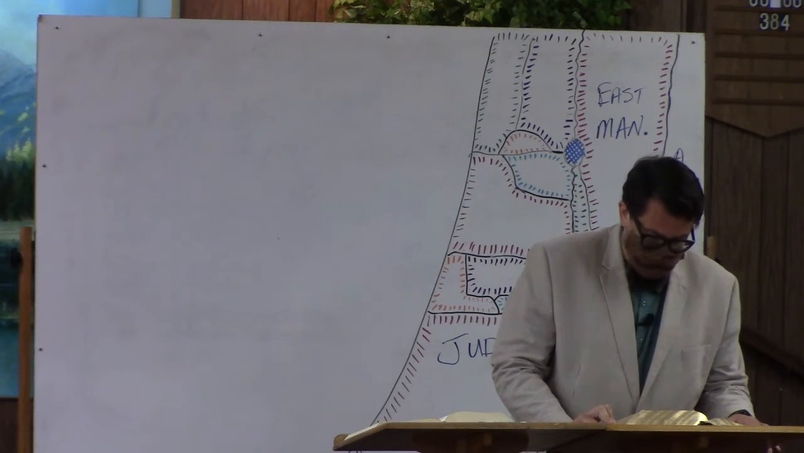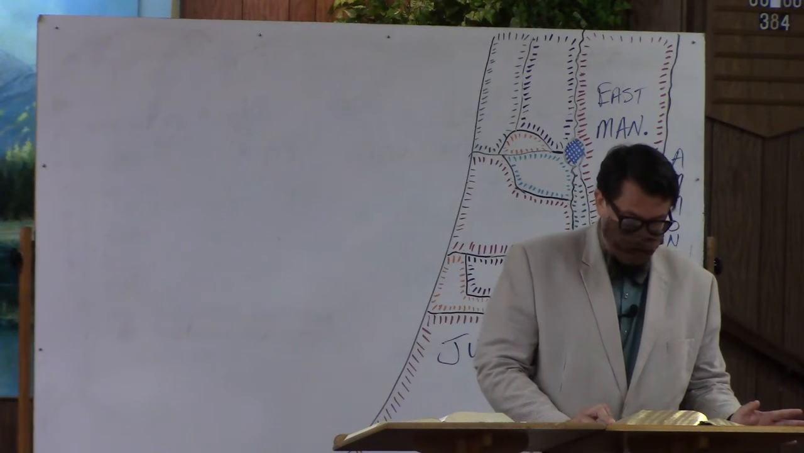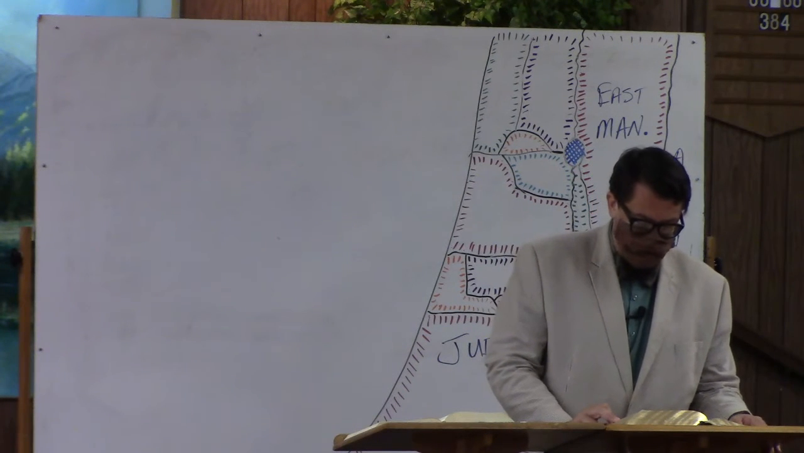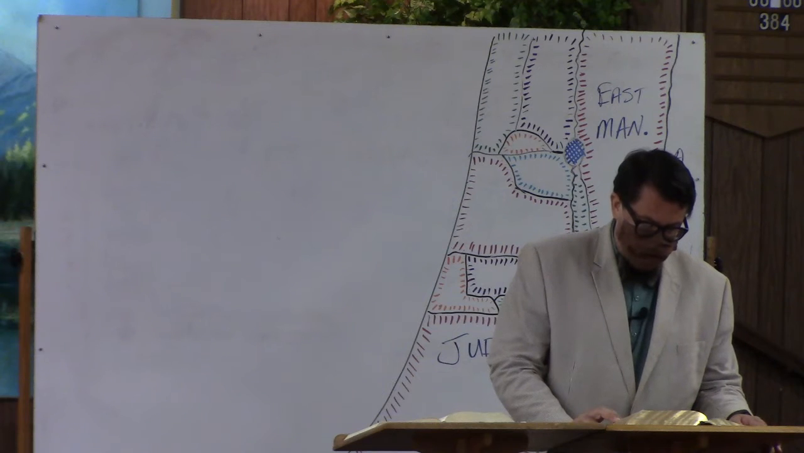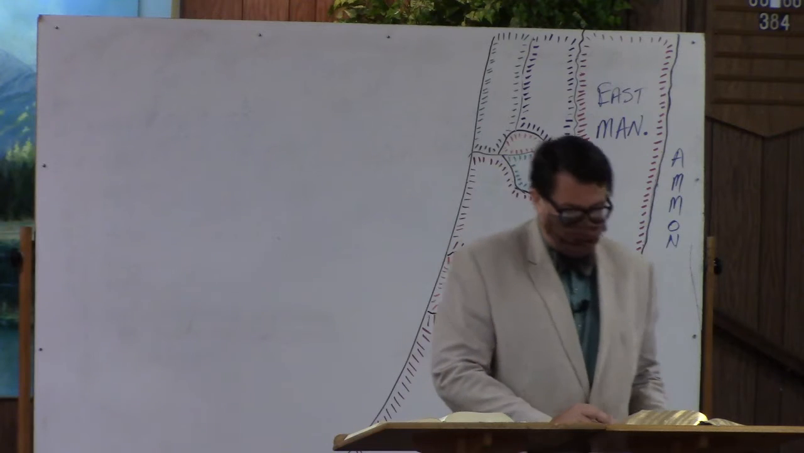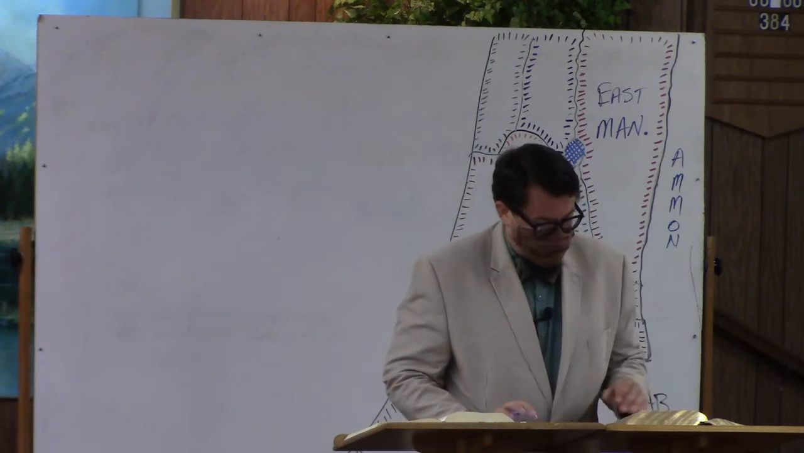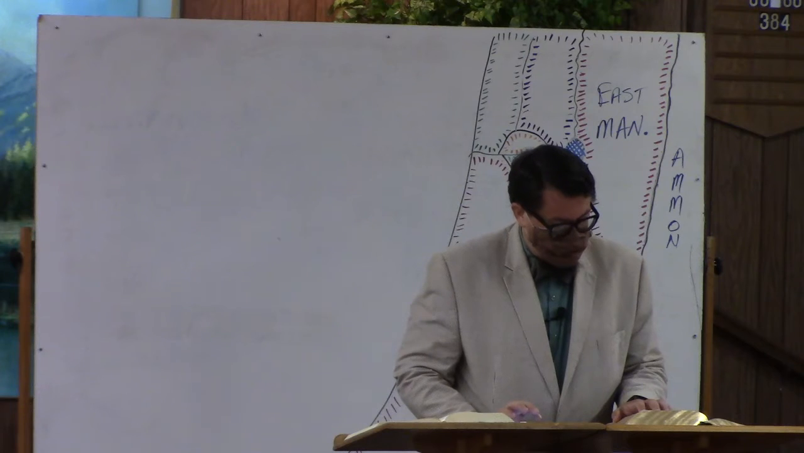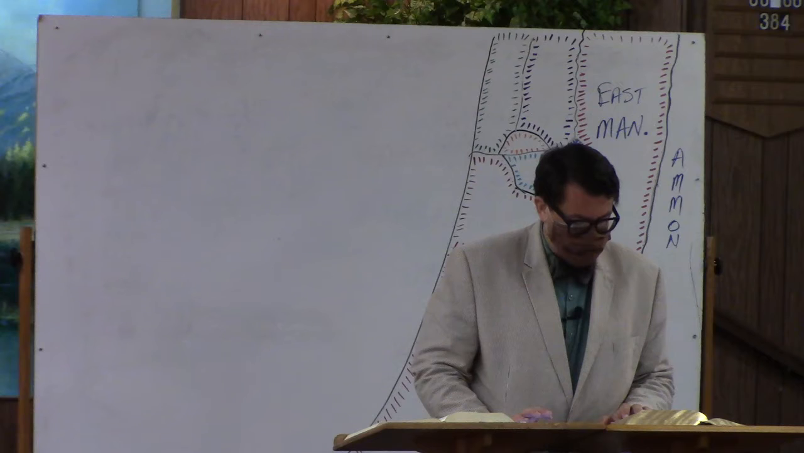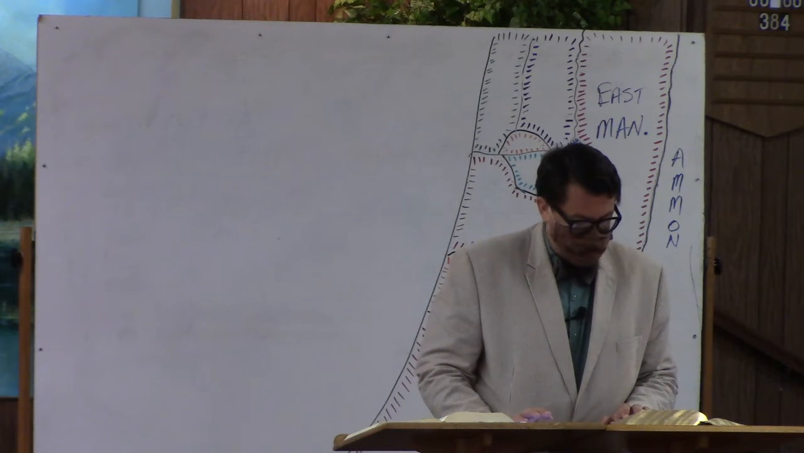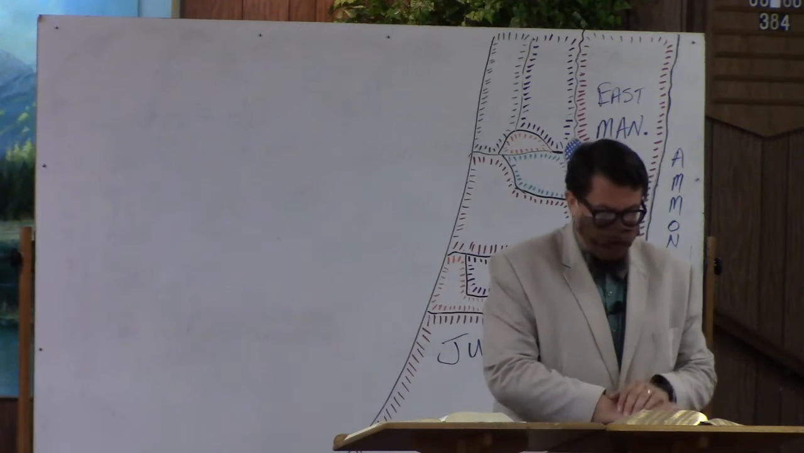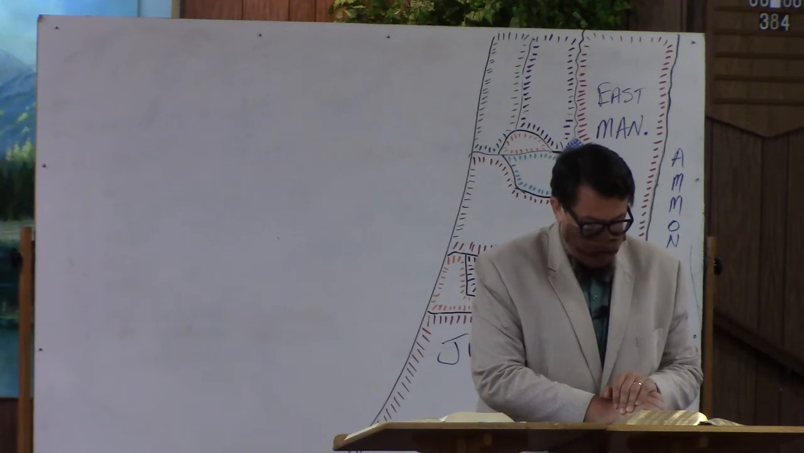Let's see. And the boundary on the north side runs from the bay of the sea at the mouth of the Jordan, and the boundary goes up to Beth Hoglah and passes along north of Beth Arabah, and the boundary goes up to the stone of Bohan, the son of Reuben. We don't know where that is, by the way. And the boundary goes up to Debir from the valley of Achor, and so northward, turning toward Gilgal, which is opposite the ascent of Adummim, which is on the south side of the valley. And the boundary passes along to the waters of En Shemesh and ends at En Rogel.